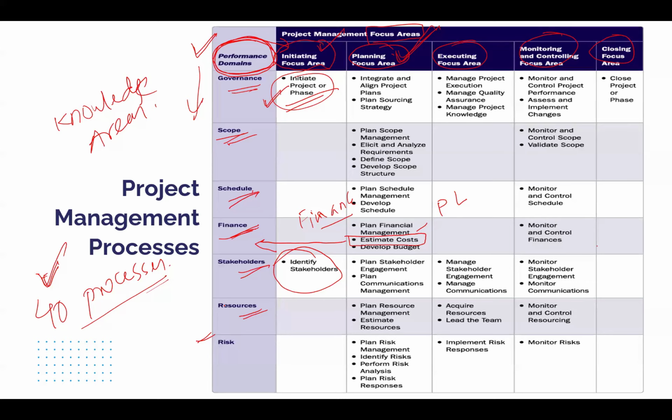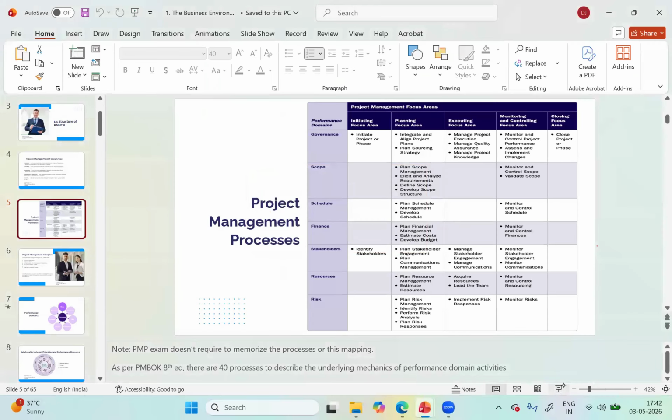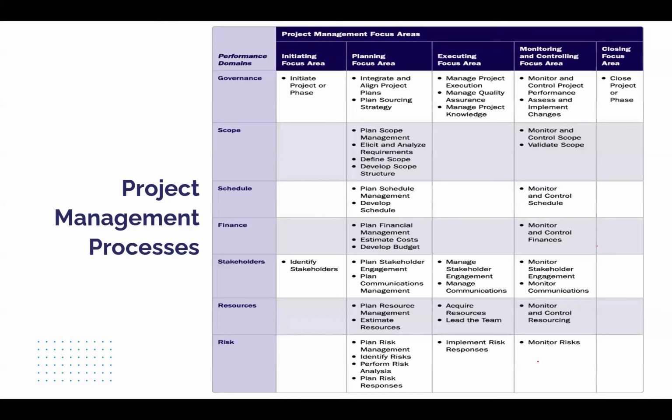Planning has the maximum number of processes; the maximum of them are in planning. I just wanted to show you this mapping. Likewise, you find them in execution, monitoring, and closing.